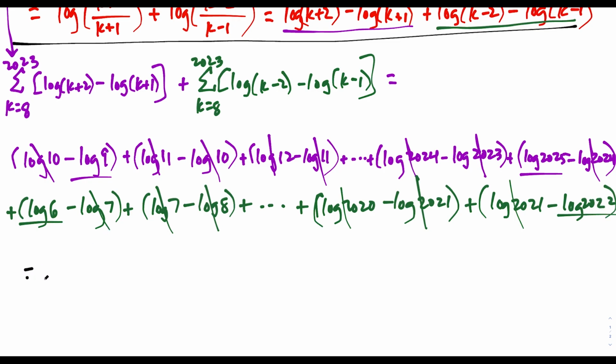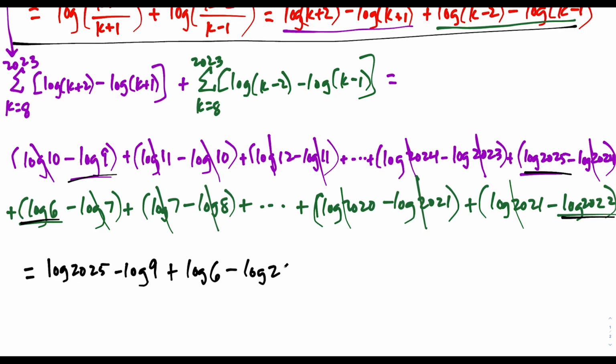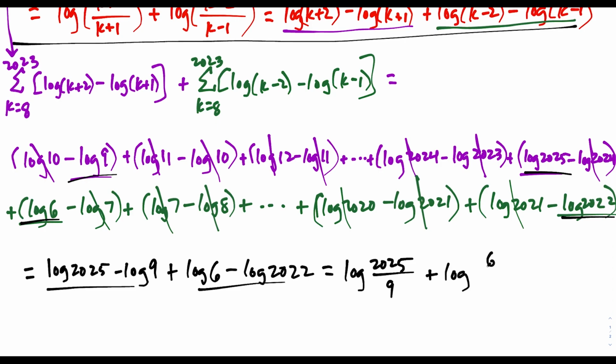So now we'll just write down the surviving terms here. Once again, in the purple, we had log of 2025 minus log of 9. And then in green, we have log of 6, and we're subtracting log of 2022. So now this is way simpler. So now we'll just combine these. I'm going to combine these two and these two. So that'll make log of 2025 over 9, and then plus log of 6 over 2022. So I'm just using that division property of logs.